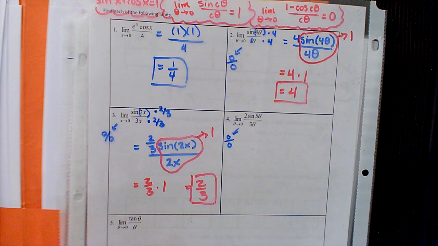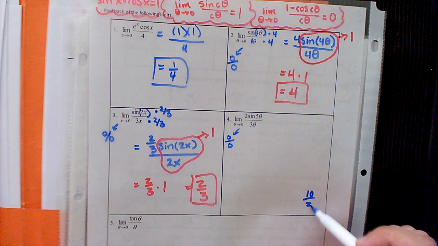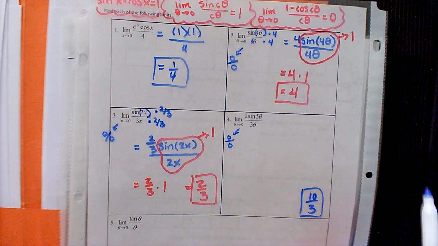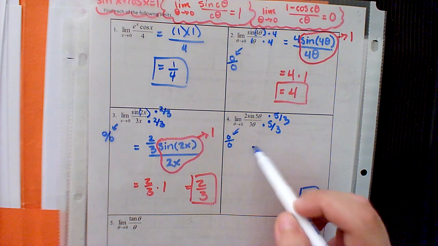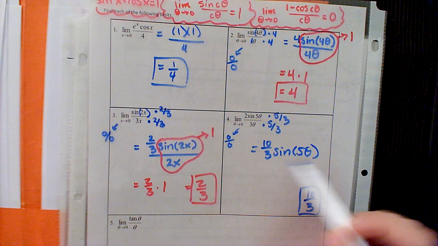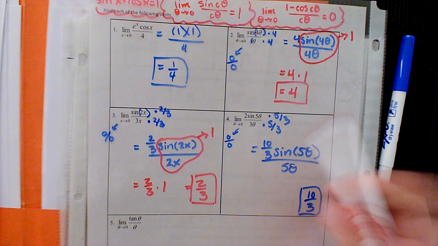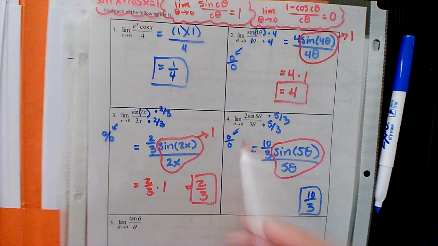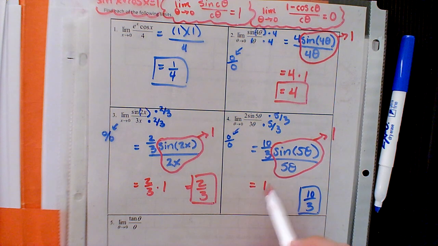Alright, when I tried direct substitution, I got 0 over 0. So we had a little bit of work to do. What did we get just as the final answer? 10/3. That's awesome. What did we do? Times 5 over 3. So we would have 10/3 sine of 5 theta over 5 theta. The coefficients matched, limits approaching 0. That becomes 1, 10/3 times 1, 10/3.